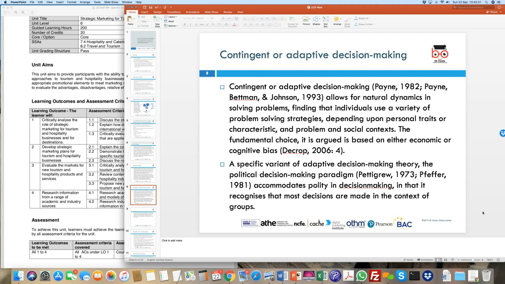What then tends to happen is, from a decision-making process, the contingency and adaptive decision-making process kicks in, which says, okay, let's do this because I've read about this. Let's do that because I have heard about this from my friend, and this was a good location to go and visit, or this was a good activity to do in that location.